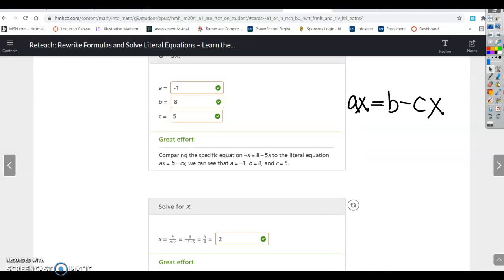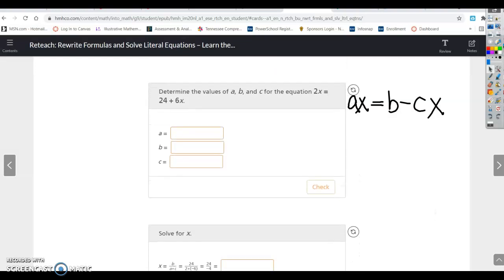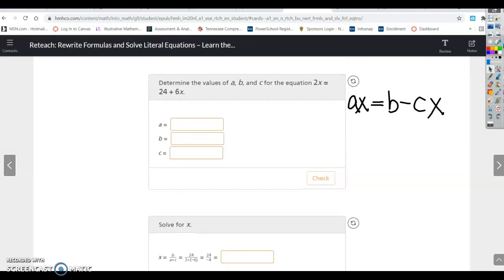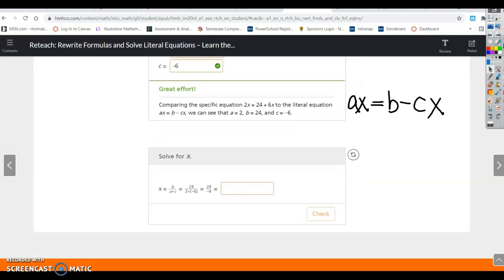Okay, again, they're just taking these numbers and they're solving for the equation. All right, determine the values of A, B, and C. So A is 2 in this case. B is 24. And C, be careful with C, this says plus 6. We should have minus C, so how do you get plus 6? This is going to be minus a negative 6. So we're going to have to change the sign for that one to make it correct. So that one is negative 6.